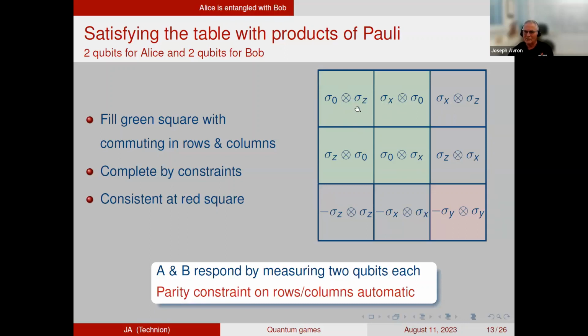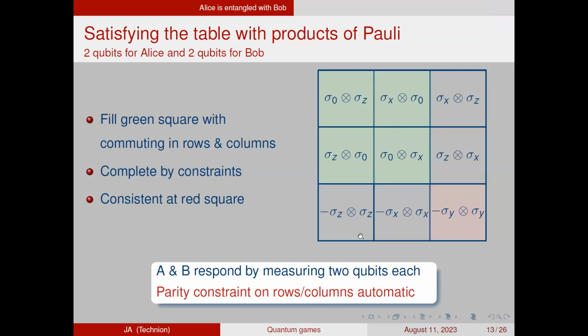Now let's check the second entry. Sigma z times sigma 0 is the identity, so it's sigma z. And sigma z times sigma z is sigma z squared, which is the identity. So the product of all three is the identity tensor the identity, which is the identity. So the product of the three entries in a row is the identity matrix. The 4x4 identity matrix, right? Yes, and the product of the columns is the 4x4 minus the identity.